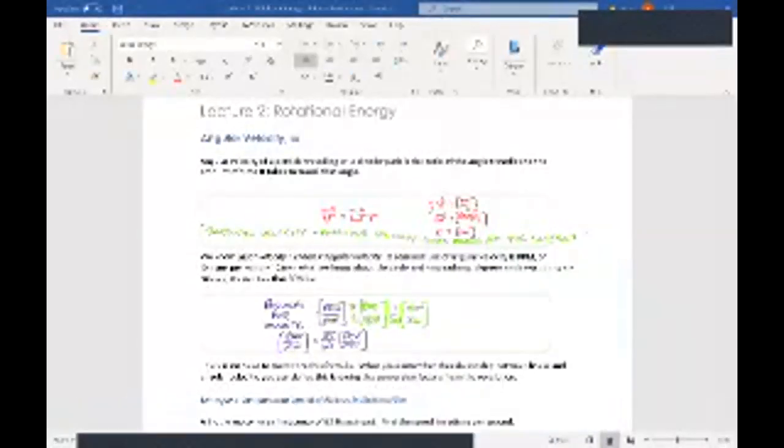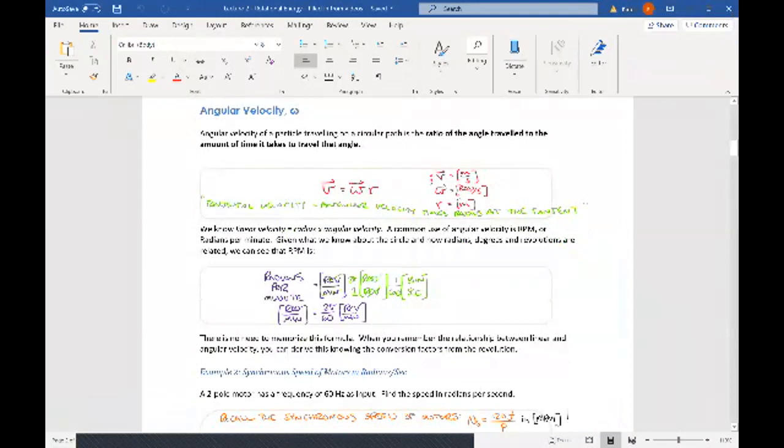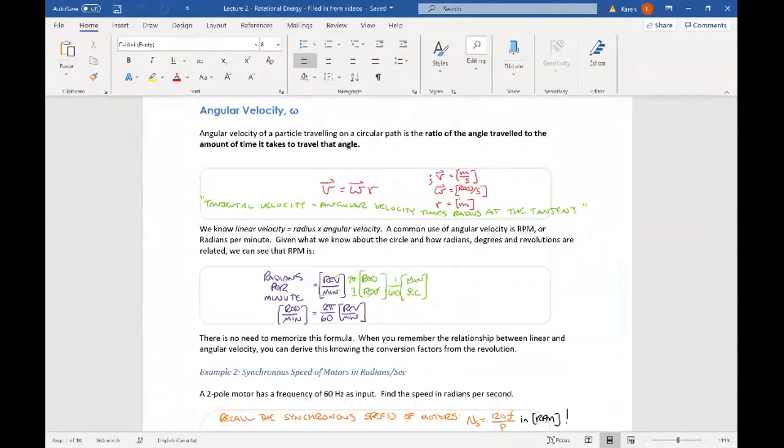So let's remember about rotational energy. Angular velocity, or omega, is the number of rotations that are done in a period of time. So it is the same as velocity, where it's distance over amount of time, but here it's the angle, or the rotations, or just the angle theta that is completed over time.